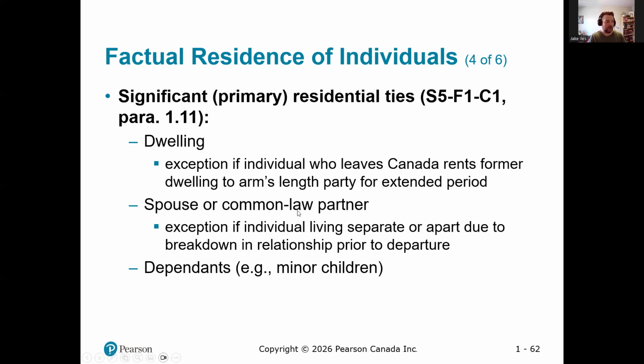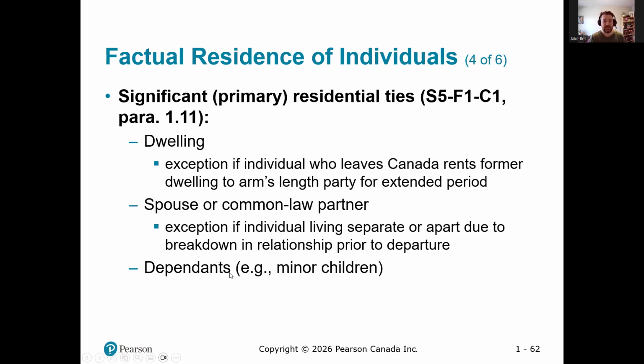Where is my spouse or common law partner? Common law partner is someone I'm not married to, but I do live with. For the purposes of tax, spouse and common law are considered the same. So through this course, whenever I mention spouse, I mean spouse or common law partner. If individuals are living separate or apart due to a breakdown in the relationship, so they say, hey, you're living in France but your spouse is still here, I can say, we're going through a separation. I plan to divorce. They might say, okay, so although this person's legally your spouse, there's an intention for them not to be anymore. And then dependents.